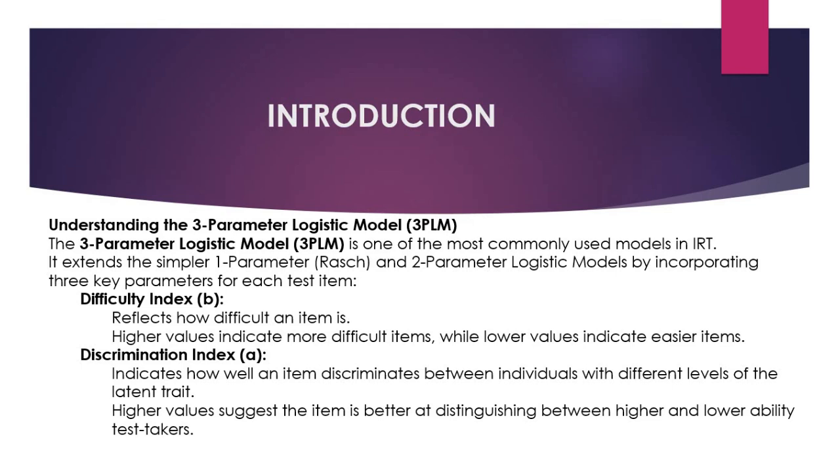Then you have the A parameter, which is the discrimination index. This indicates how well an item is able to distinguish or discriminate between individuals with different levels of traits. A higher value of this index suggests that an item is better able to distinguish between higher achievers and low achievers in terms of taking the test.